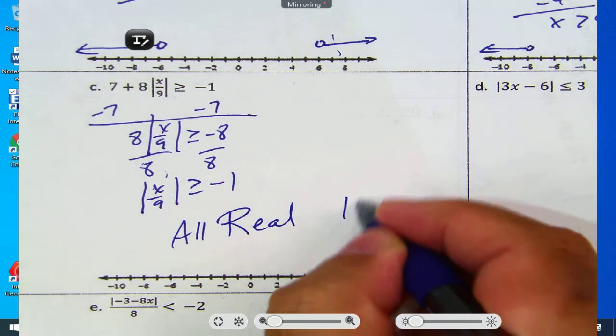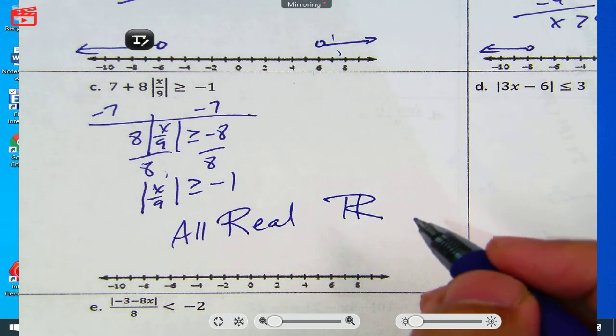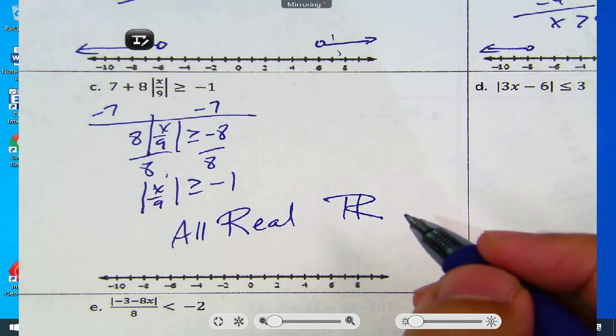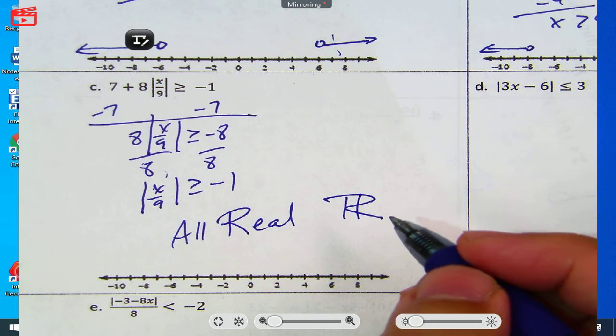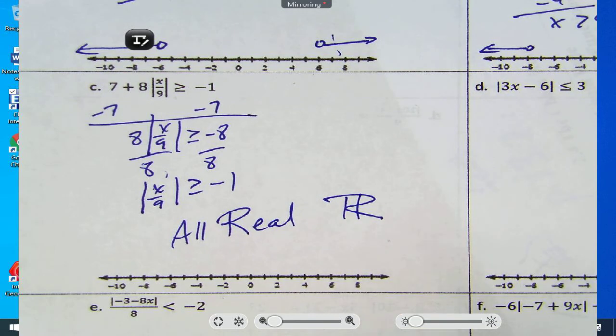You can put the real numbers symbol. When you put infinity, that means there's an infinite number of solutions. So it's almost right. But this is saying anything works. Infinite means there's just an infinite number of solutions. This is saying anything works. So it's a little different from an infinite number of solutions.